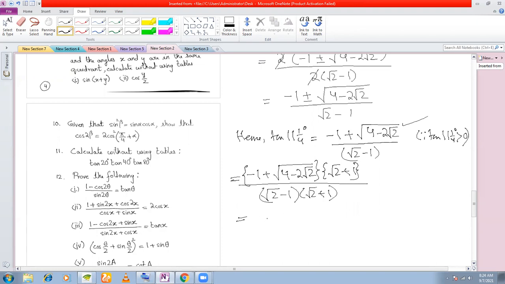Now if you multiply everything, you will get minus root 2 plus 1 plus root 2 plus 1 into root over of 4 minus 2 root 2. And in the denominator, if you see, you have a plus b into a minus b form. You simply get 2 minus 1 in the denominator, which is simply 1.